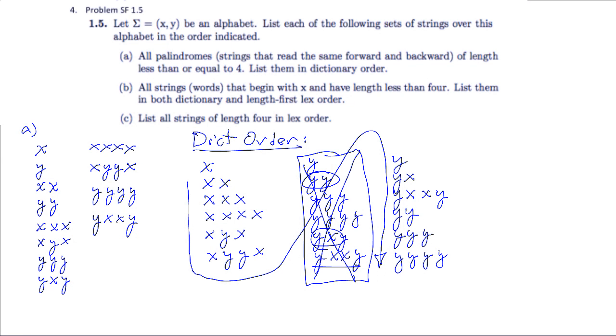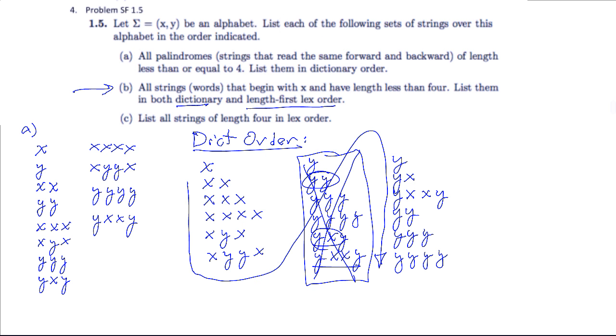Okay, in this video I'm going to carry on with the problem from the last video. This is actually problem 4 from homework 3, and I'm going to carry on with part B. I'm looking for all strings that begin with X and have length less than 4. Less than, not less than or equal. List them in both dictionary and length first Lex order. And I'm dealing with the alphabet X, Y.